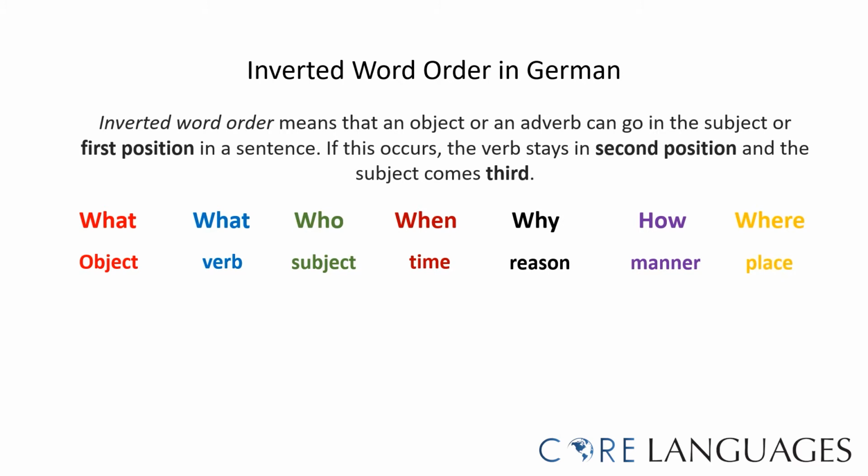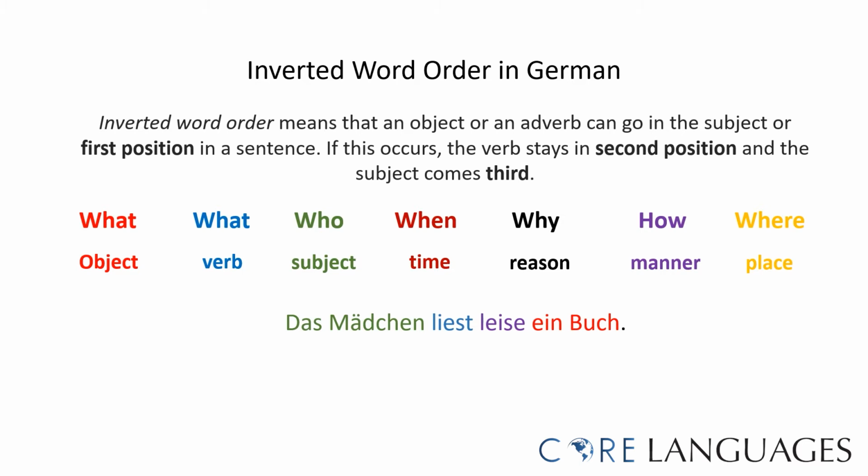Here's an example of a sentence with regular word order. Das Mädchen liest leise ein Buch. The girl reads quietly a book. Notice that we wouldn't say that in English. Again, the other what, which is the object, is at the end of this sentence. And the manner is right after the what that refers to the verb.